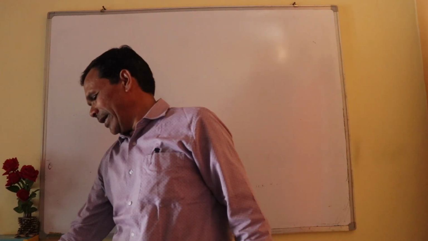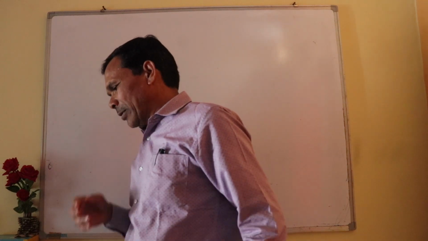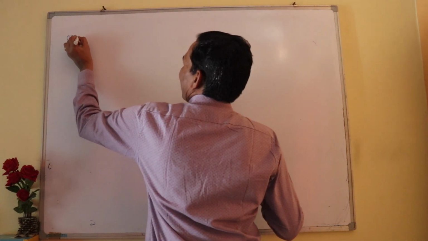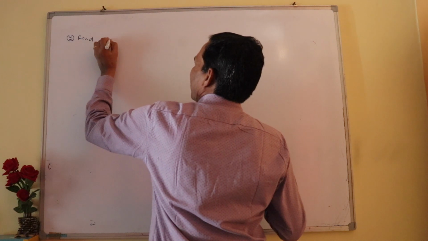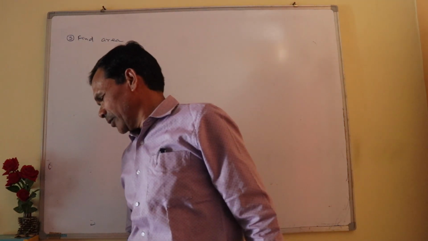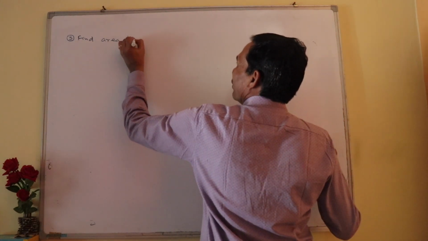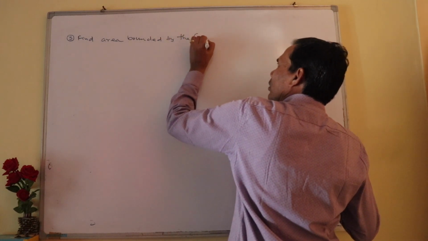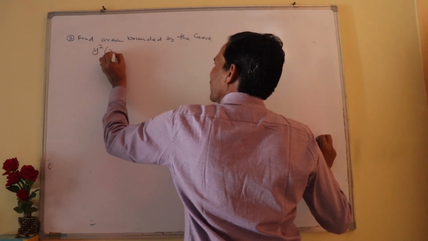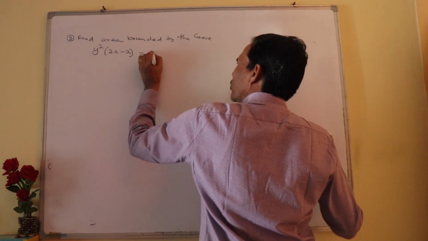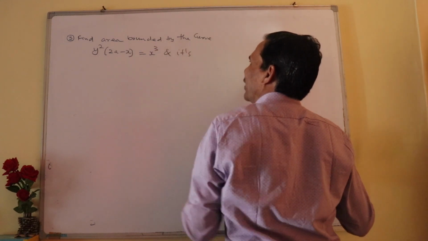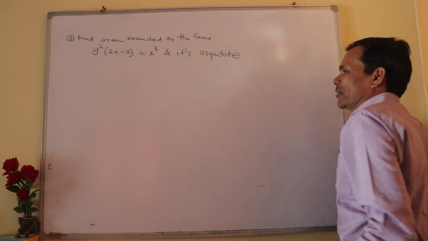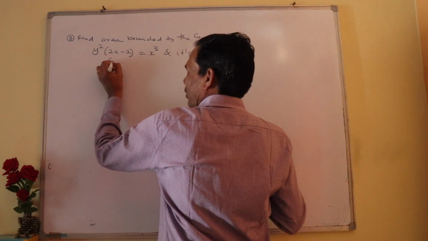Let's see one more example on area. Find the area bounded by the curve y square (2a minus x) is equal to x cube and its asymptote. This curve is called the Cissoid.